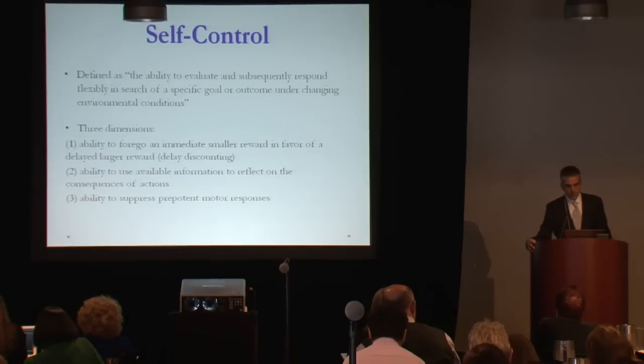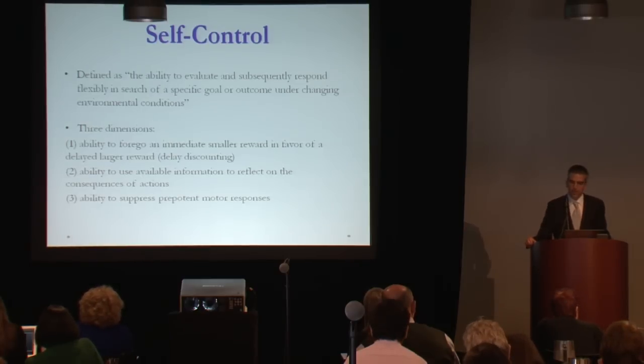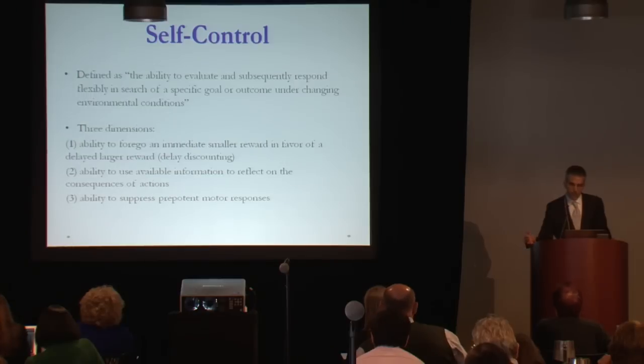One is the ability to forego an immediate smaller reward in favor of a delayed larger reward, and this is called delayed discounting. Another dimension is the ability to use available information to reflect on the consequences of actions, and this is sometimes called reflection impulsivity. And the third is the ability to suppress prepotent motor responses, response inhibition or motor impulsivity.